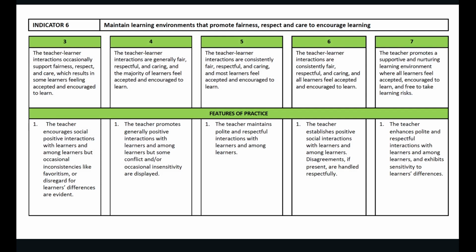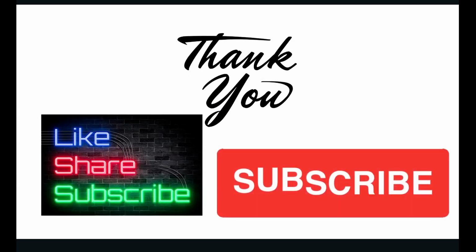So in short, in indicator 6, you have to ensure that all learners are given fairness. There is fairness inside the classroom. There is respect and care. What is the endpoint? The endpoint is to encourage learning. So what makes 7 different is that you are encouraging learning, and you are creating that environment that is supportive and nurturing. So I hope you have learned something today for indicator 6.